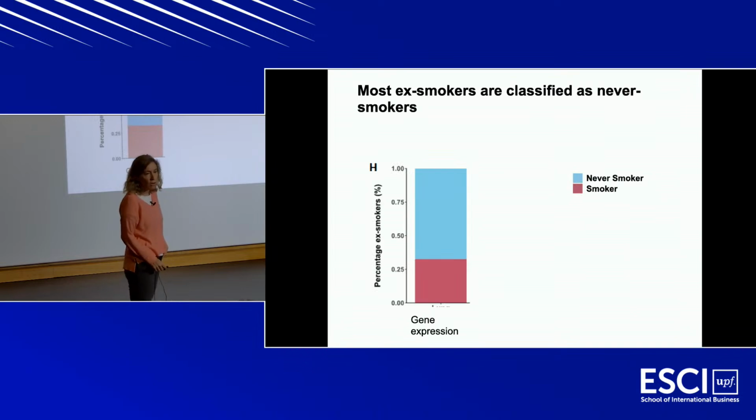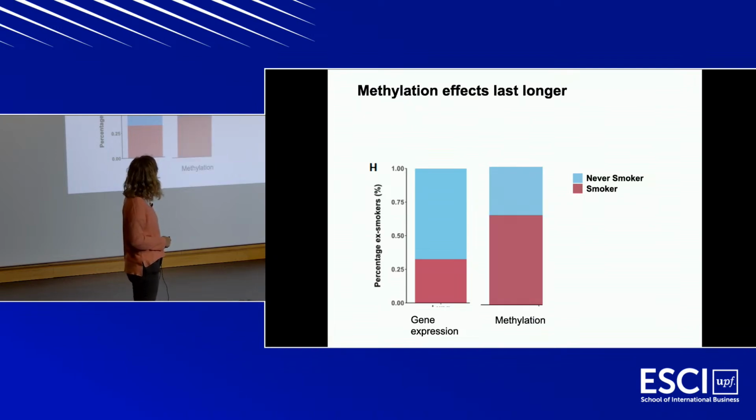So for gene expression, that's exactly what we see. In fact, when we look at gene expression, if we ask a classifier to classify ex-smokers as smokers or never smokers, most of them are classified as never smokers. So gene expression goes back to normal very fast. But I told you that we also had information about methylation, and for methylation it is different. Methylation takes much longer to go back to baseline levels, okay? So the modifications on your genome that change the methylation status by smoking take more time to go back to baseline levels, all right?